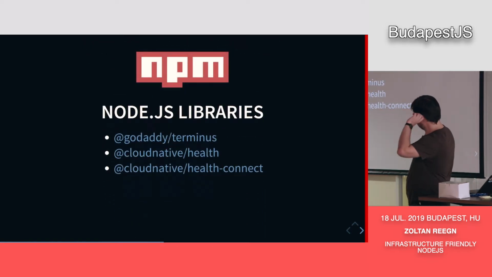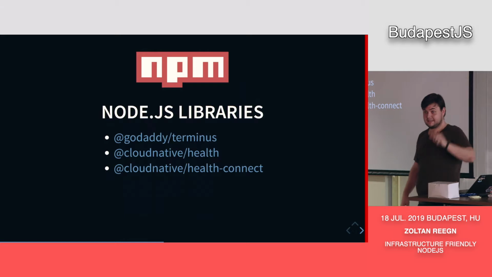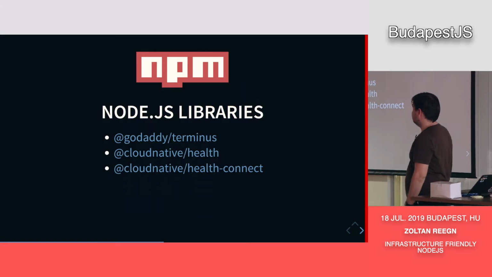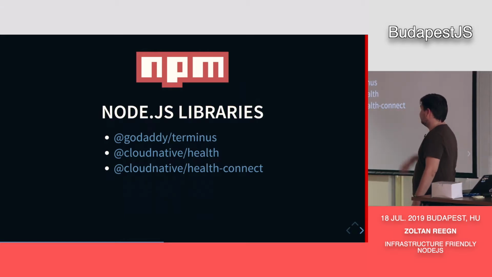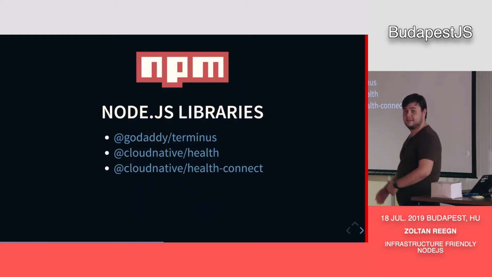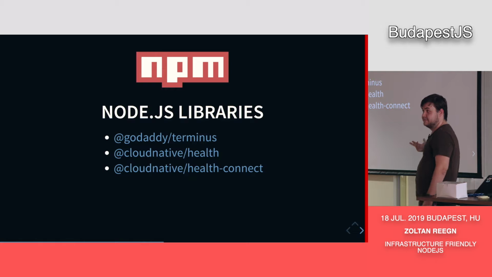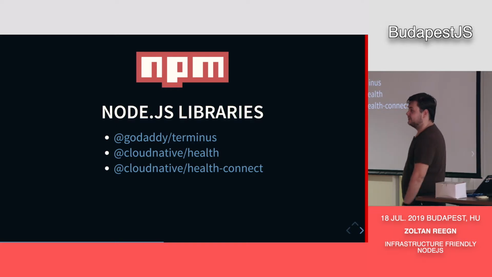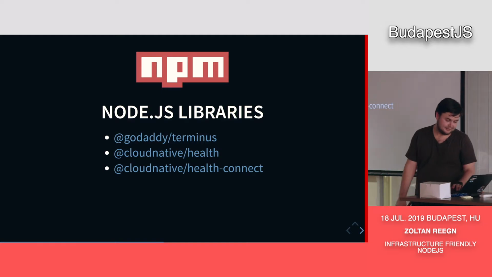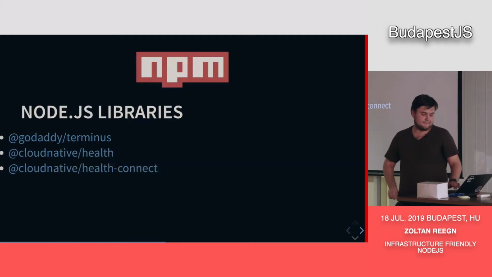So these are the node libraries that help you with implementing these endpoints. Like, again, Terminus, that's why I suggested that, because it's designed for the Kubernetes use case, but if you need any kind of health check, it's great. Then there are these cloud native projects, which I just found, like Health Connect, that seem pretty reasonable. So I recommend Terminus again.